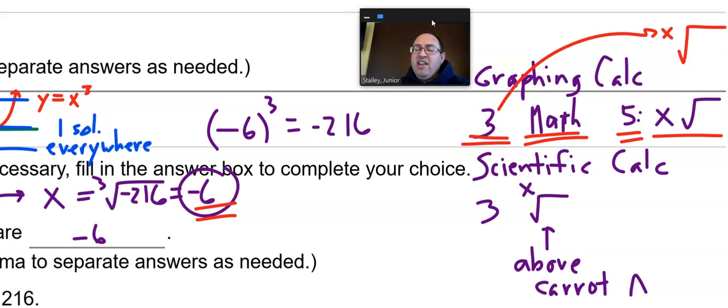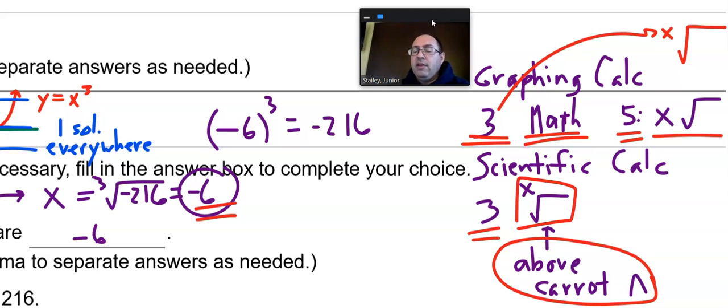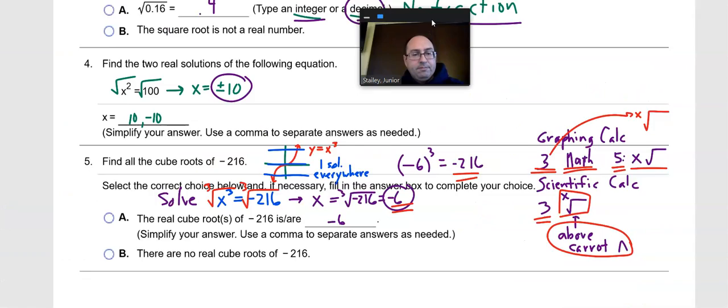Whereas the scientific calculators actually have this xth root symbol above the caret. You'll need to look for the little exponent caret button. It should be right above that, but you'll type the 3 just like you did with the graphing calculator. Then you'll find that button right there, and it'll use that for your cube root. And then, of course, you type your number, like negative 216, and it'll give you the value that you need.